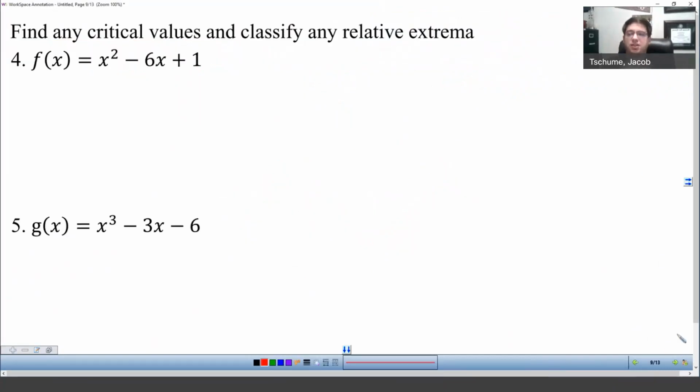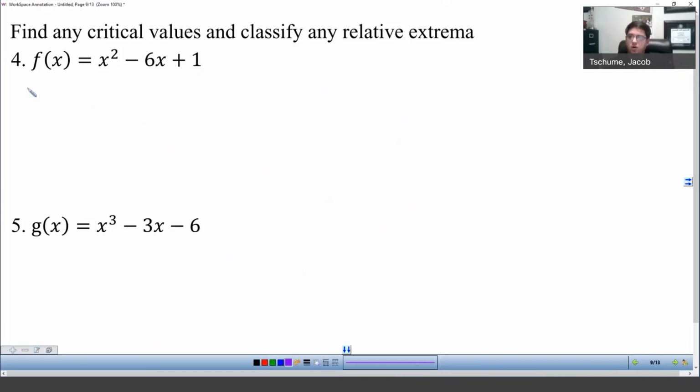All right, so let's actually get to some derivatives now. So number 4 and number 5, you need to be comfortable finding critical values. So I picked out two functions that are going to be similar to what we see in this class, and I would like you to find all the critical values and then classify them as either relative maxes or minimums, which we call relative extrema.